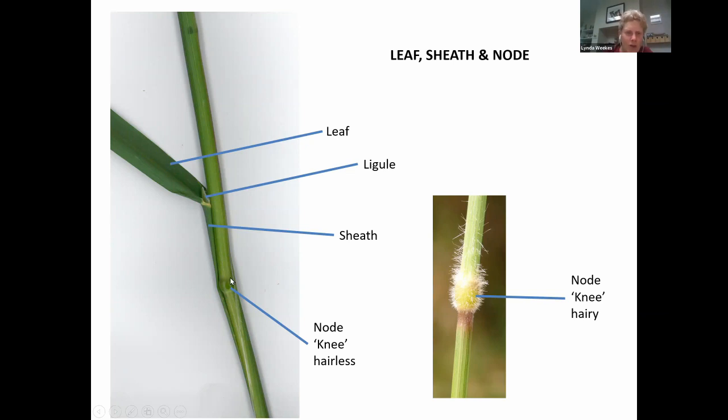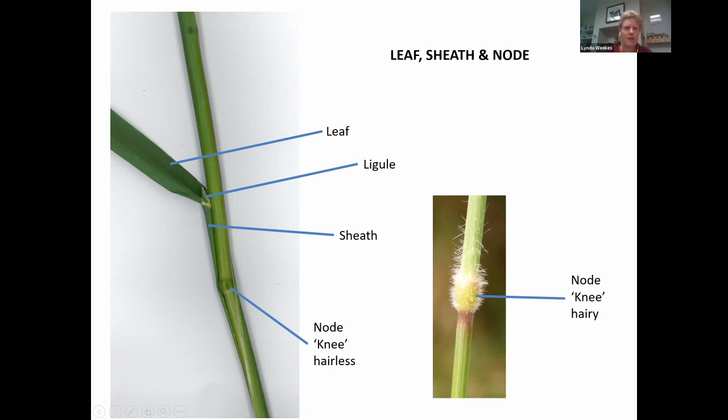You also have nodes in grasses. Now, nodes usually occur on the flowering stems, and when they're not flowering, you don't always have nodes, but they can also be called knees, and they can be hairless, or this one here is an example of a hairy knee, or a hairy node, and that can be important as well for identification purposes. But you're not always going to see the nodes. Sometimes grasses don't have nodes present when they're in the vegetative state.